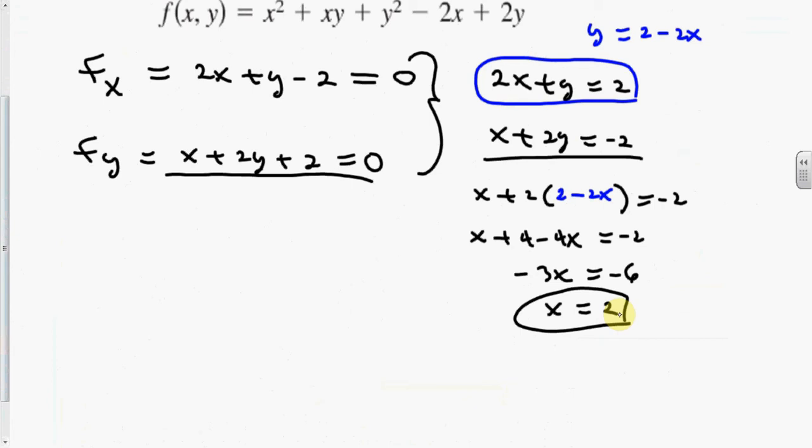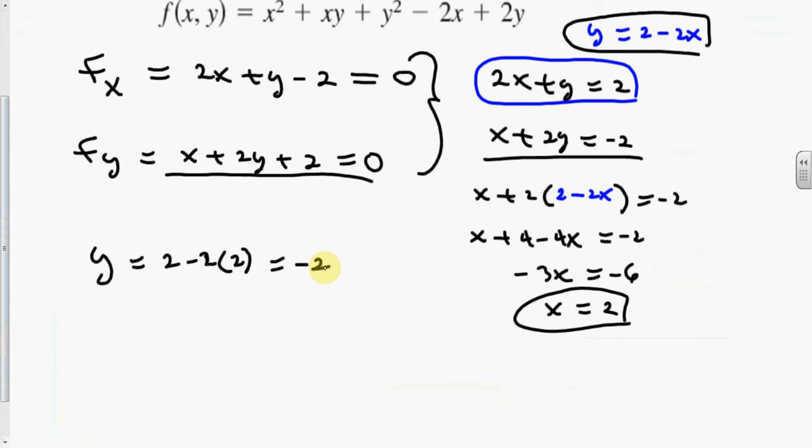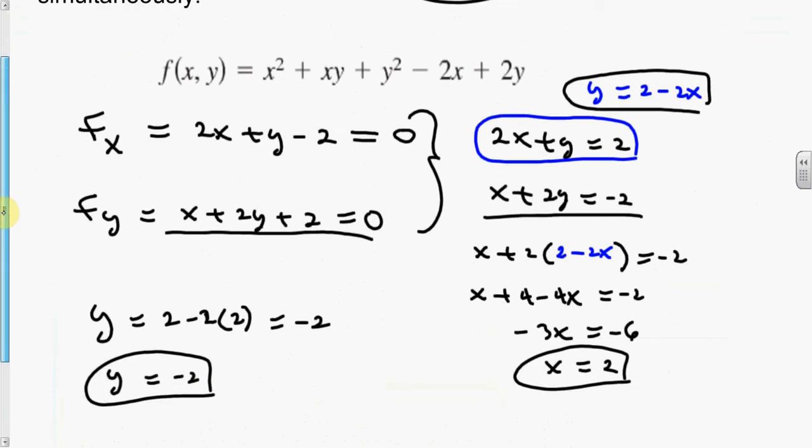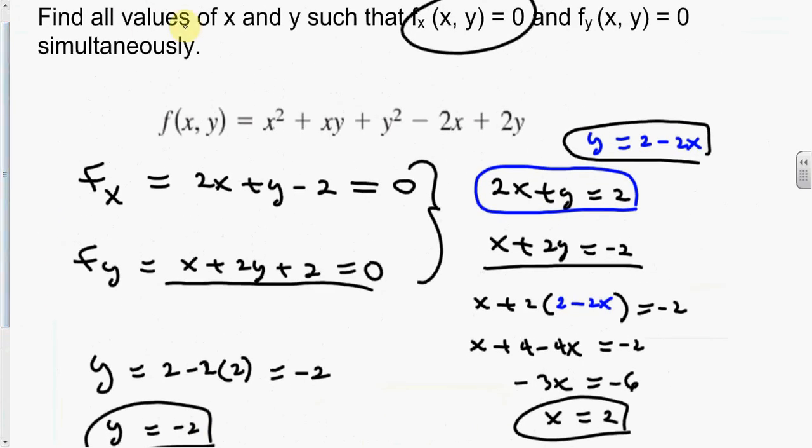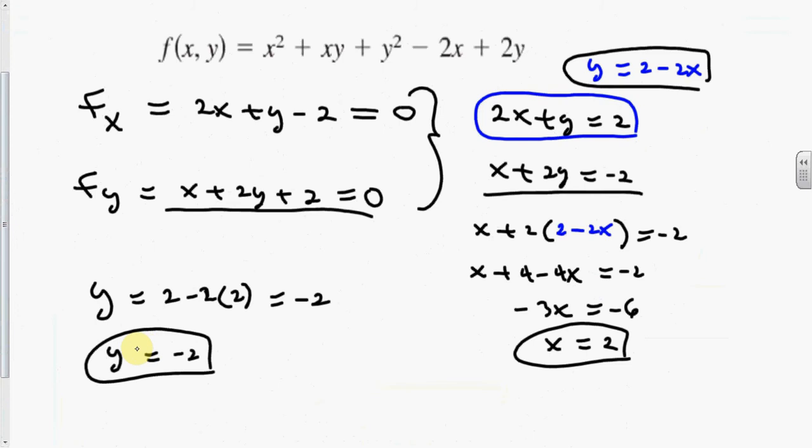If x is equal to 2, I plug that in for y, and I get y is equal to 2 minus 2 times 2, so I get negative 2 for y. So it's said to find all values of x and y such that their first partial derivatives are set equal to 0. And when you do that, you get x equal to 2, y equal to negative 2. Is that straightforward?